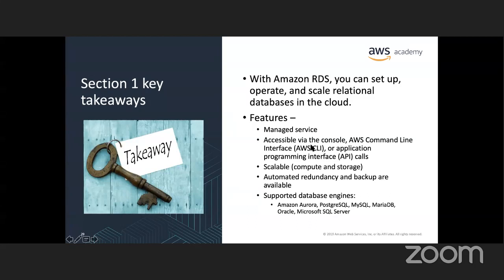With Amazon RDS, you can set up, operate, and scale relational databases in the cloud. Features: managed service, accessible via the console, AWS command line interface, and application programming interface API calls. Scalable compute and storage, automated redundancy and backups are available. Supported database engines: Amazon Aurora, PostgreSQL, MySQL, MariaDB, Oracle, Microsoft SQL Server.